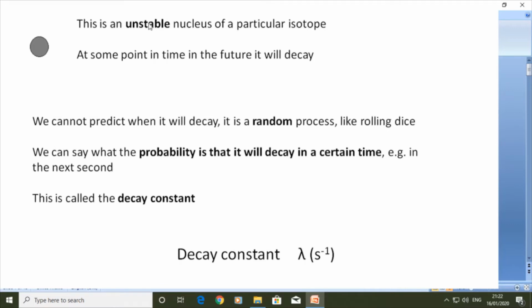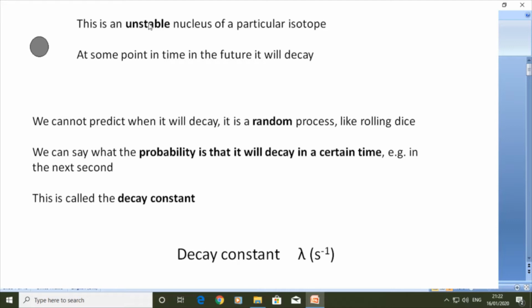It's a bit like rolling a dice. You can't predict when you'll roll a 6. You might roll one straight away. You might do 100 throws and not roll a 6. What we can say is the probability that it will decay in a certain time, for example in the next second, and we call that the decay constant.